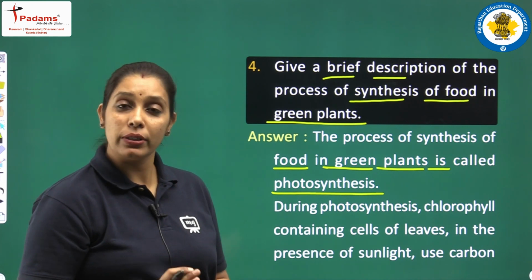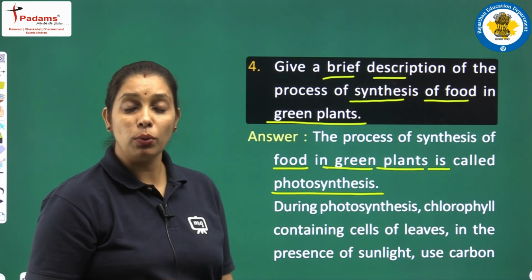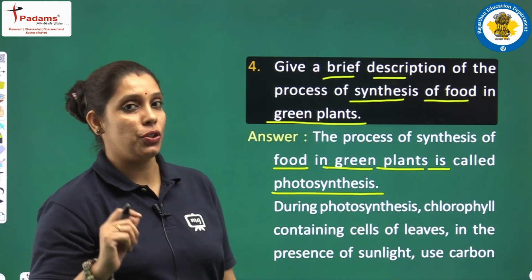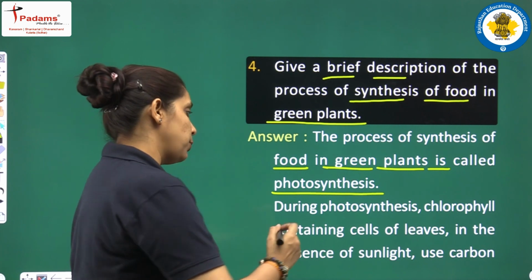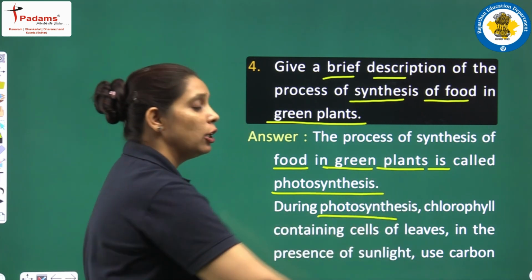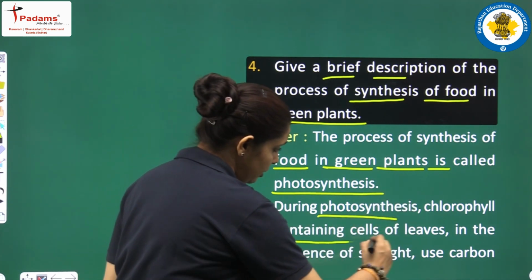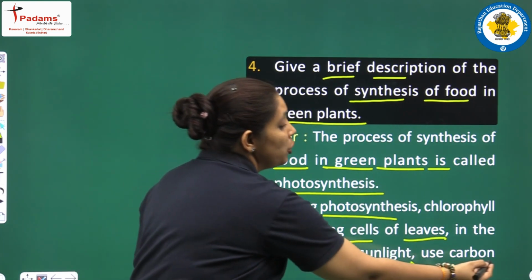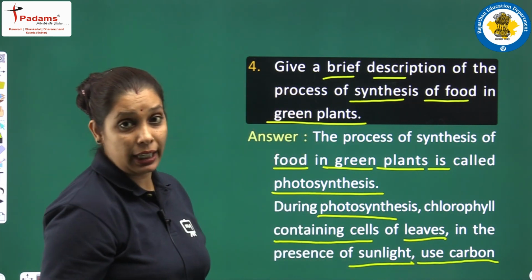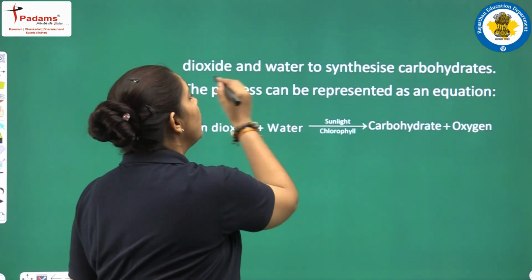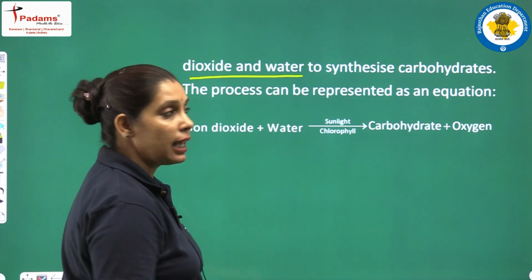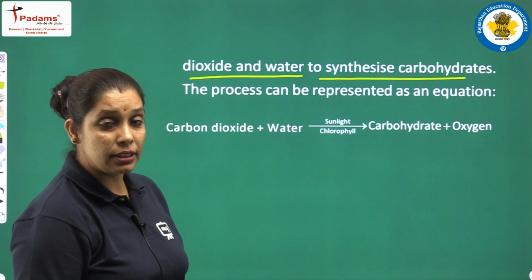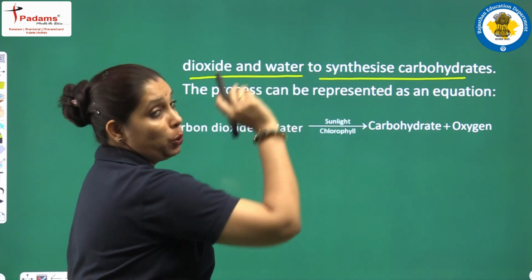After the process name, we have to write down the photosynthesis process along with the equation. What do we have to write? We have to write that during photosynthesis, chlorophyll-containing cells of leaves, in the presence of sunlight, use carbon dioxide and water to synthesize carbohydrate. And after this, we have to write the equation.